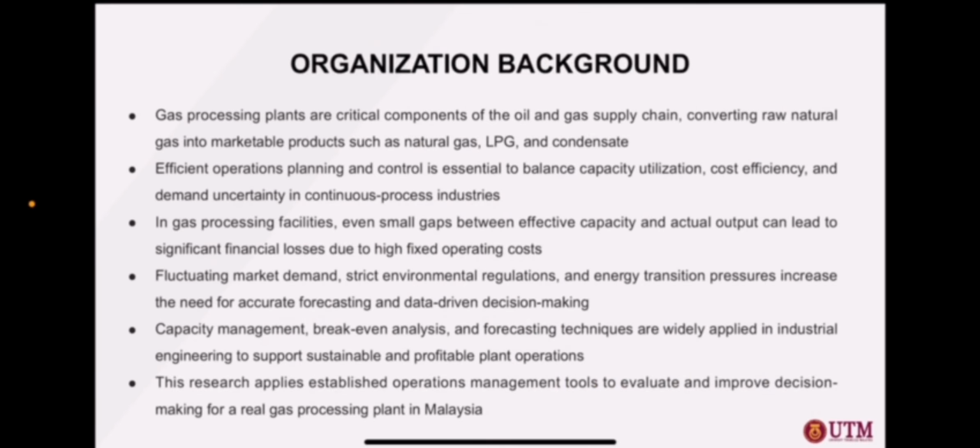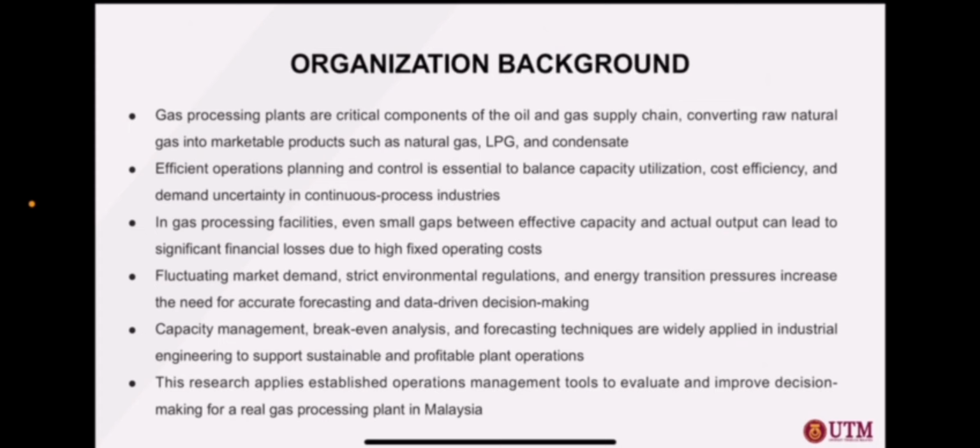For this one is orientation background. Gas processing plants are critical components of the oil and gas supply chain. Their main function is to convert raw natural gas to marketable products such as natural gas, LPG, and condensate. These plants operate continuously and require suitable coordination between customer demand and cost.